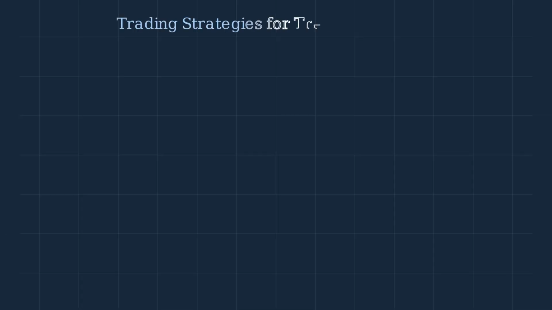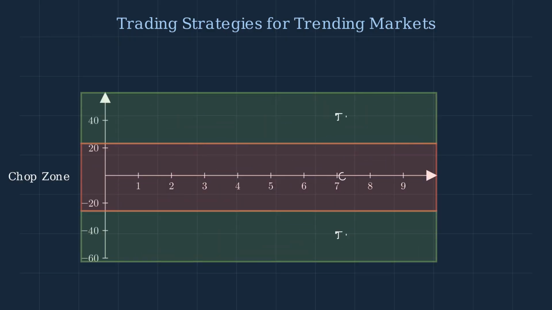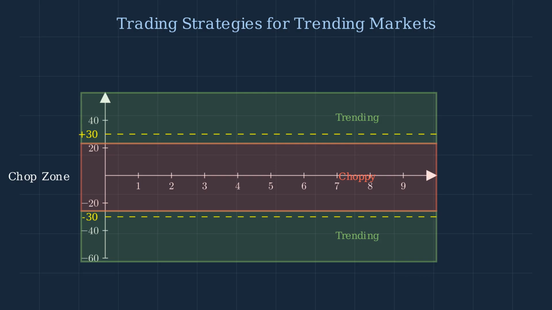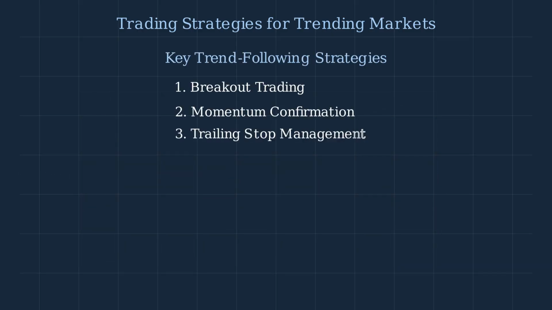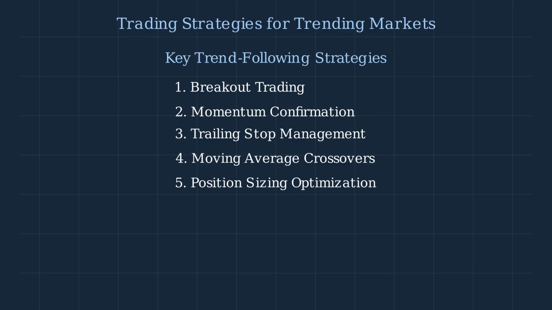When the chop zone indicator moves toward extreme values beyond positive or negative 30, it's time to implement trend following strategies. Markets transitioning from choppy to trending conditions offer significant trading opportunities as directional momentum builds. 5 key trend following strategies become effective when markets shift from choppy to trending conditions.